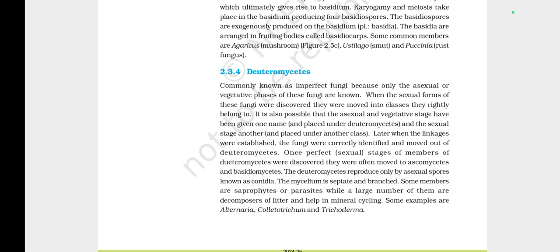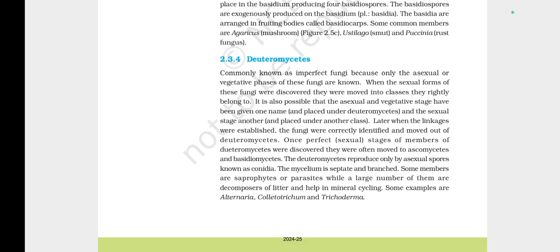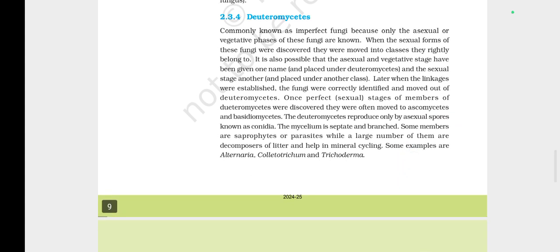Deuteromycetes, commonly known as imperfect fungi or fungi imperfecti, because only the asexual or vegetative phase of these fungi is known, while the sexual form is absent. But when discovered, they are moved to the other classes. The mycelium is septate and branched. Examples are Alternaria, Colletotrichum, and Trichoderma.